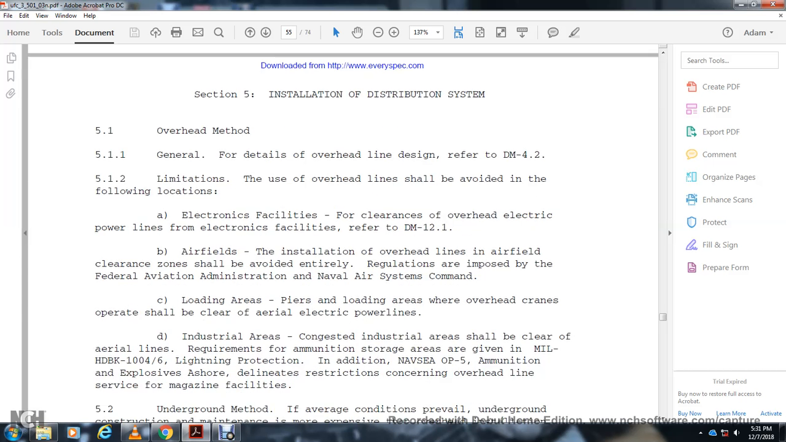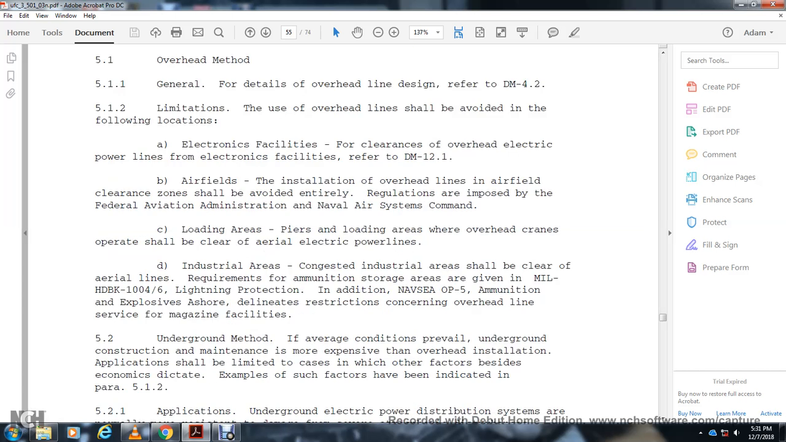Industrial areas. Congested industrial areas shall be clear of aerial lines. Requirements for ammunition storage are given in Military Handbook 1004-46. Limited lightning protection is addressed in Navy OP5, Ammunition and Explosives Ashore, which delineates the concerns with overhead lines near the magazine facility.